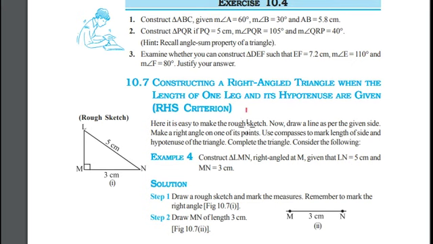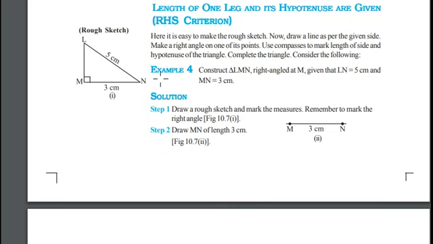Finally, constructing a right angled triangle when the length of one leg and its hypotenuse are given. Let us jump into example 4. Construct triangle LMN, right angled at M, given that the length of hypotenuse is 5 cm and the length of side MN is equal to 3 cm.